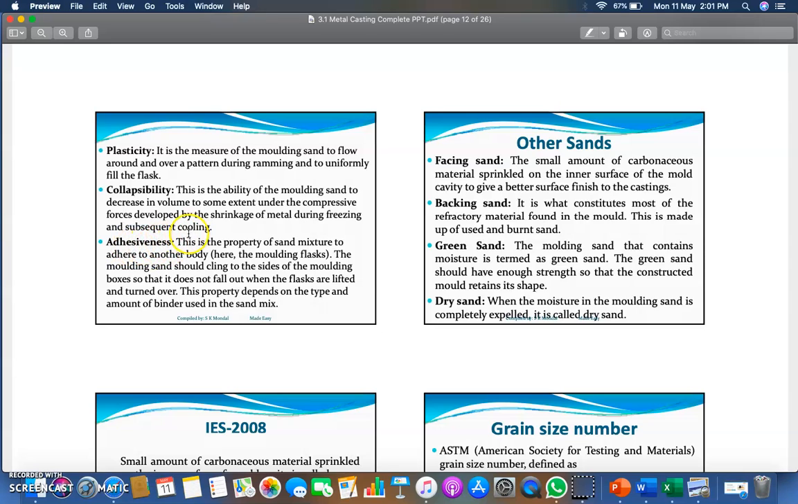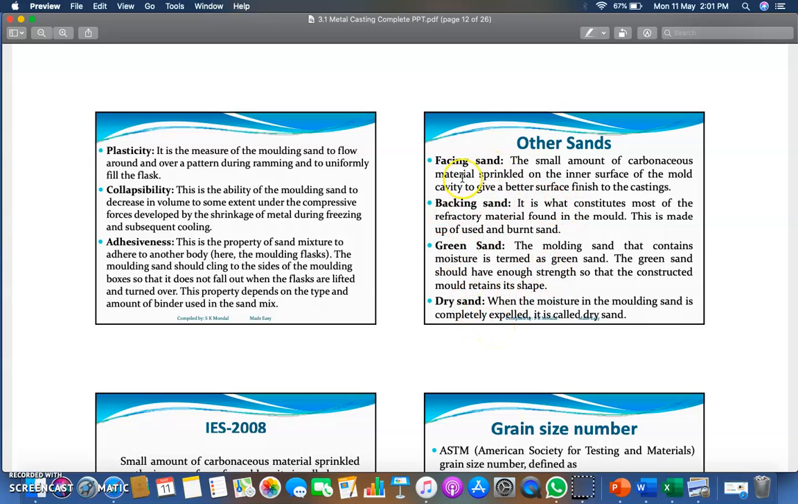Next is adhesiveness. This is the property of the sand mixture to adhere to another body, that is, your molding flask. These are a few properties which you have to consider whenever you are selecting the molding sand. What other kinds of sands are there? Those are facing sand, baking sand, green sand, and dry sand.